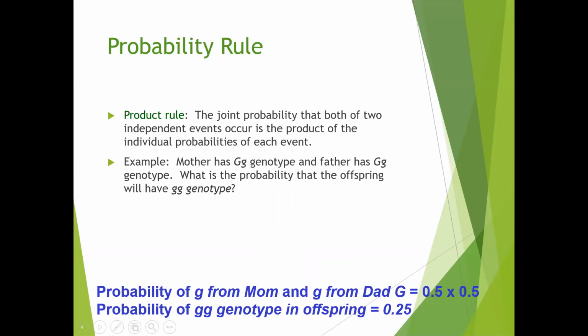So first you need to find the probability of having a recessive allele from mom and a recessive from dad. So you'd have a 50% chance of getting it from your mom and a 50% chance of getting it from your dad, and you're going to multiply those together, and you're going to have a 25% chance of being homozygous recessive. So rather than doing a Punnett square, you would just use mathematics.